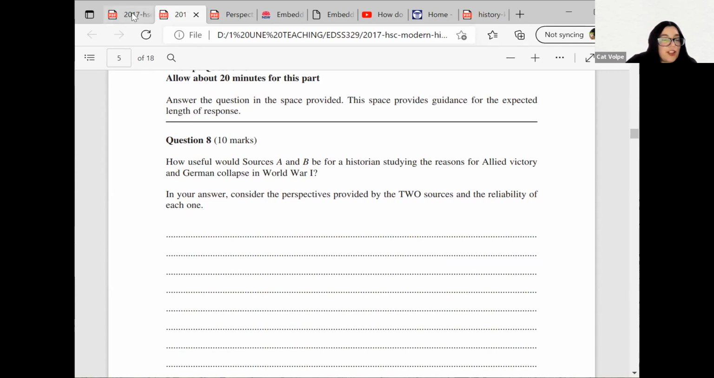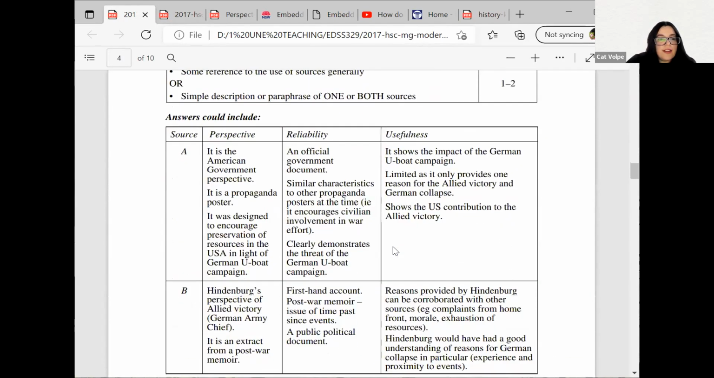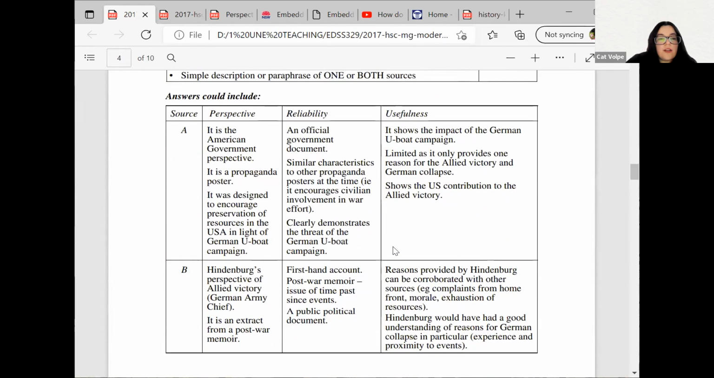Now, the interesting part is that the answers given to teachers who are marking this, this is where they're looking at both sources. Possible answers for source A: it is the American government perspective. It is a propaganda poster, and it was designed to encourage preservation of resources in the USA in light of the German U-boat campaign. And the second source, students could possibly answer and say Hindenburg's perspective of Allied victory, and it is an extract from a post-war memoir.